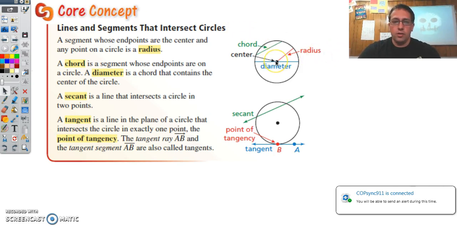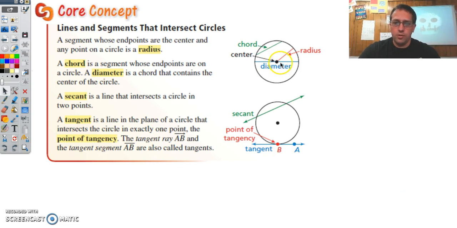For example, a radius. A radius is a segment whose endpoints are the center of the circle and a point on the circle. All the radii are the same no matter where they are. A chord, this is something you all may not have heard of. A chord is a segment whose endpoints are both on the circle. So it goes from one side of the circle across to the other side of the circle. That's a chord. A diameter is a special kind of chord. It's a chord that also goes through the center of the circle.